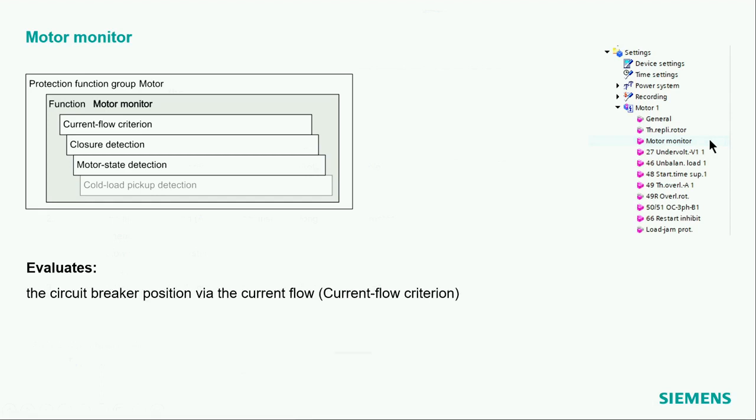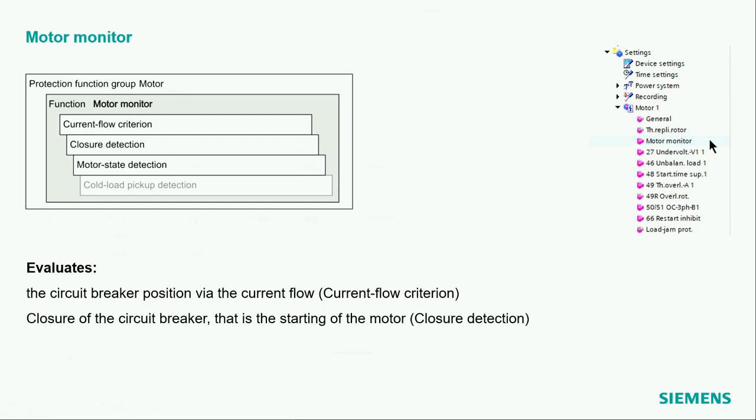This motor monitor, I have it here on the slide, evaluates the circuit breaker position via the current flow. So this function is located in the circuit breaker function group and it borrows this information from that function group. At the end, it is to understand, is the circuit breaker open or closed? Is the motor at standstill or not? Basically, we have a closure detection of the circuit breaker. This is when the motor is started at the beginning. And this motor monitor delivers the motor states: standstill, starting, or running. So we have a motor state detection built in.